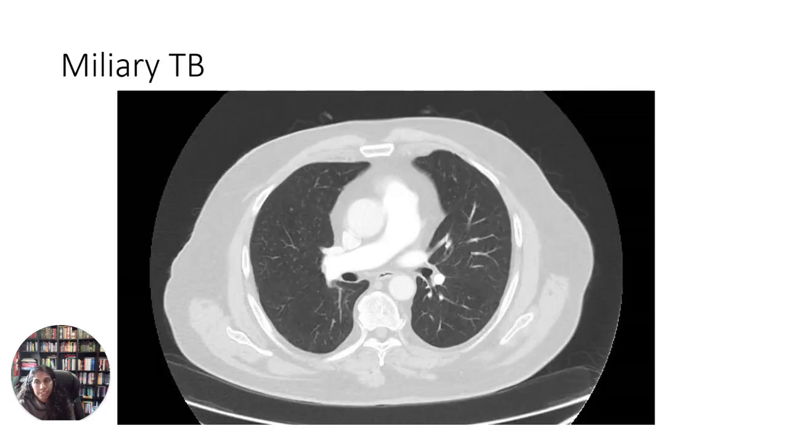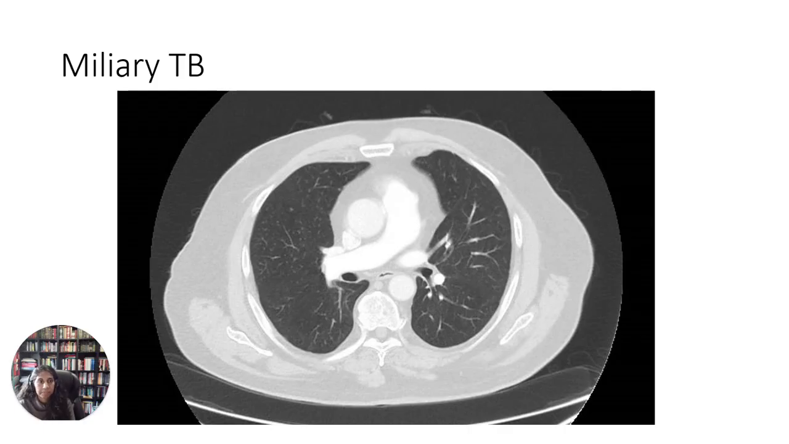And then this is a CT chest showing miliary TB, so it's quite subtle, but if you look closely, there are small little dots everywhere in the lung parenchyma, which represent tiny nodules of TB, and this is where the name miliary comes from. It comes from millet seeds, and so you can see that these tiny nodules do look like millet seeds.